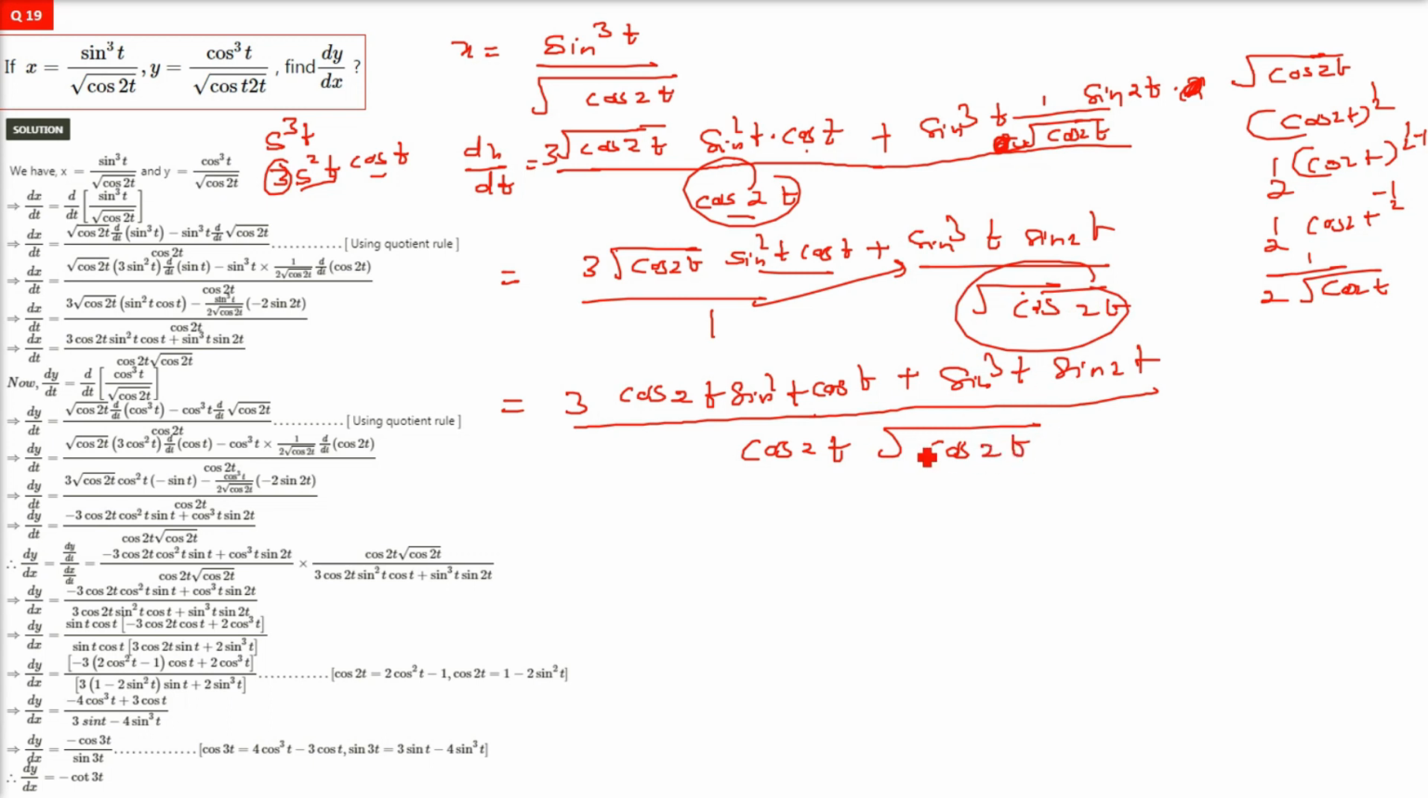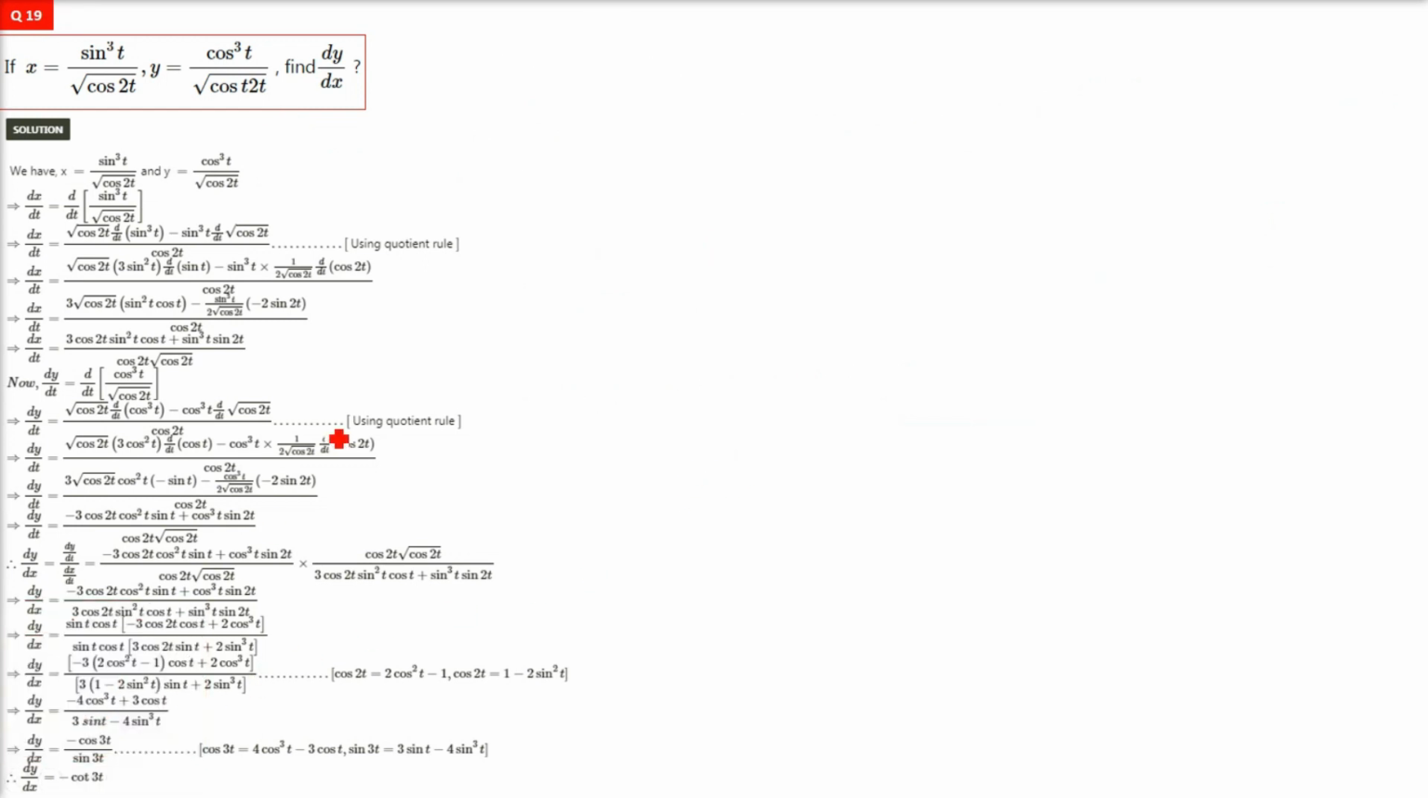Please remember, later we are going to put sin 2t as 2 sin t cos t, but later, not now, because we have done only 10-20% of this. The question is very big. So we have to do dy by dt also, and then we have to divide them, and then we have to apply a different formula which comes from trigonometry.